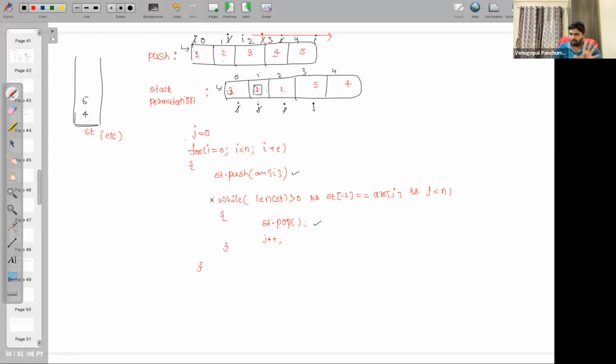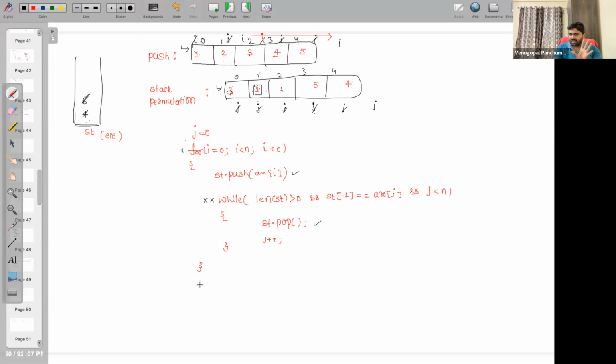Now currently the J value is at here. Let me compare. Is there any match? Yes, matching. So I will pop it and I'll increment the J value. Now is it matching? Yes, matching. And I'll increment the J value. Now I'm checking, is the length of the stack greater than 0? No, this while loop will fail. After that, I'll increment the I value. Out of the array, so this loop also will fail.